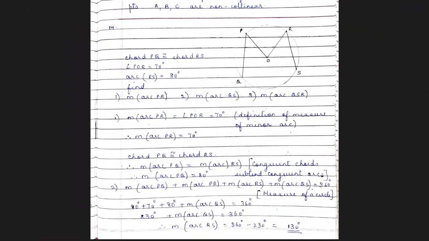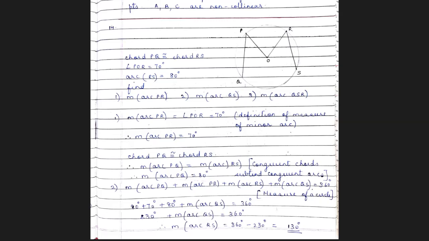Now, measure of arc PR is equal to angle POR, that is 70 degrees. Reason, definition of measure of minor arc. We know measure of an arc is equal to measure of the angle that it subtends at the center, and therefore it is 70 degrees. Coming to the second part, chord PQ is congruent to chord RS. Therefore, measure of the arc PQ equal to measure of the arc RS. What is the reason? Congruent chords subtend congruent arcs. Therefore, measure of the arc PQ is also equal to 80 degrees. Okay.